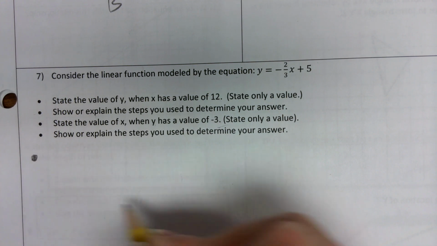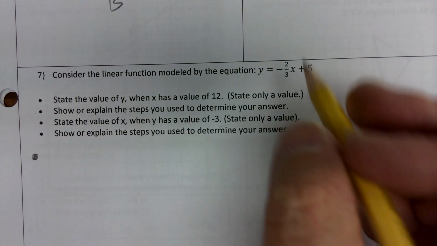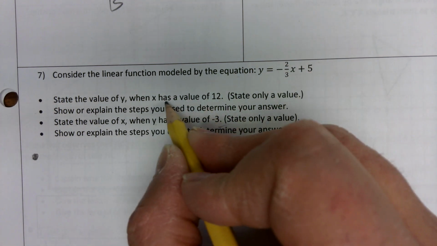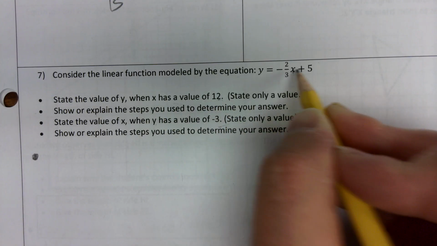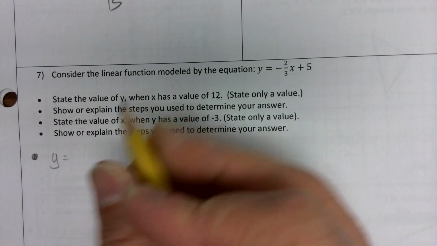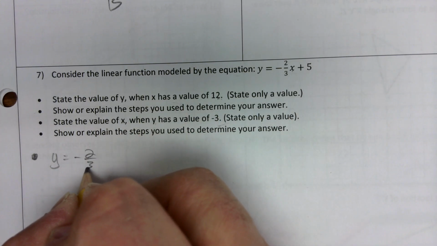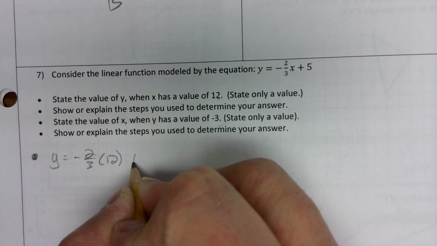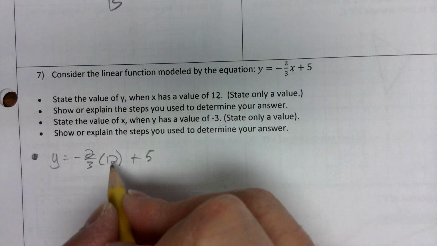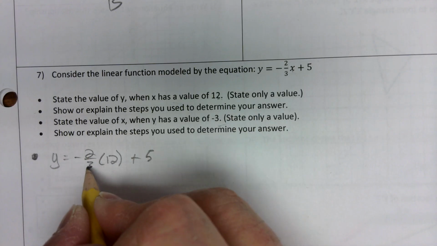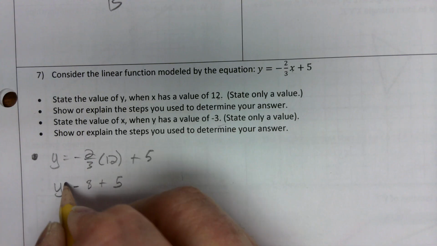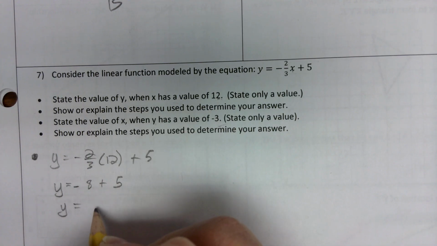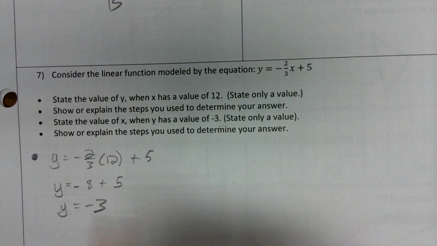I'm just going to put all my work right here. So, x has a value of 12. What I'm going to do is take that 12 and put it in for that x. So it's going to be y equals negative 2/3 times 12 plus 5. Now, this is going to be 24 divided by 3 is negative 8 plus 5, which is a y value of negative 3. Okay.